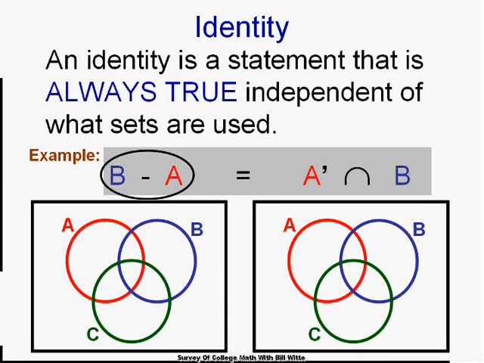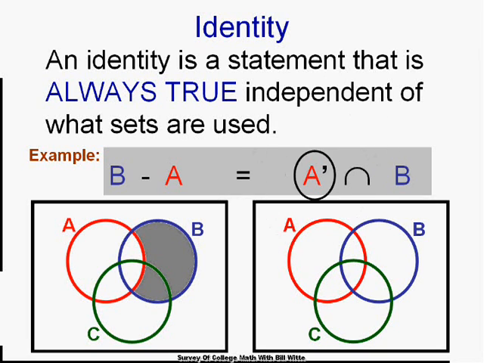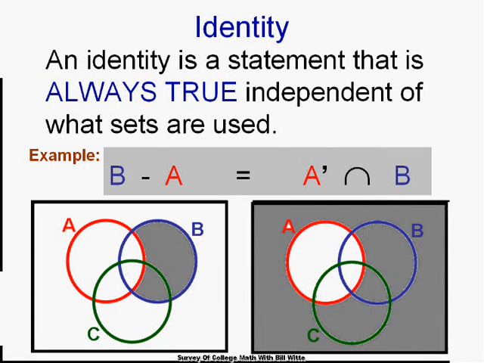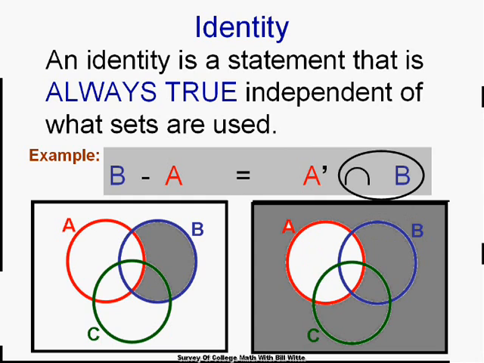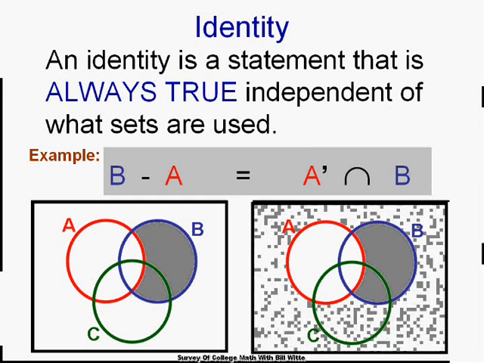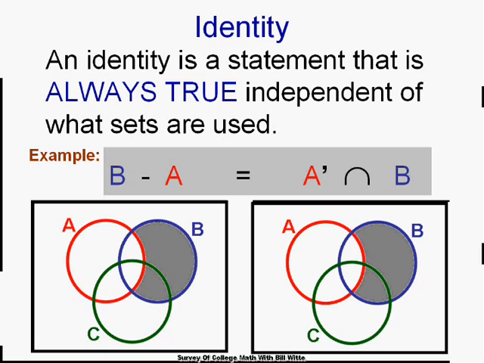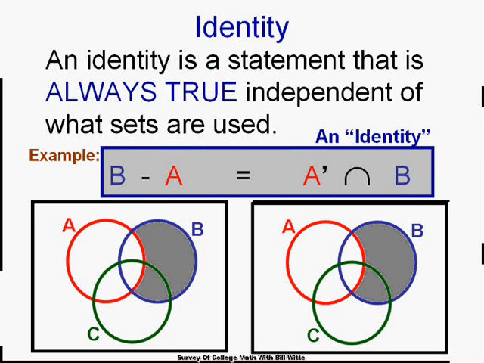B, take away any portion of A. There's your picture. B, take away any portion of A. Now, in the other picture, let's intersect A complement. Well, where's A complement? That's A complement. And I want to see what portion of that is also in B. Remember? Intersect it with B. And son of a gun, they end up being the same. So if it's always true, you can use it kind of as a law, as a property, but we call it an identity.